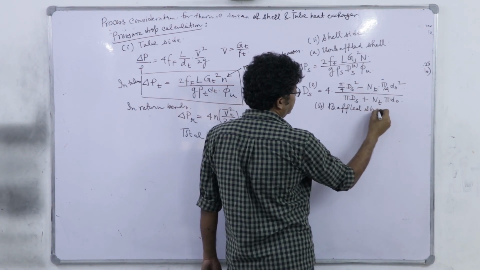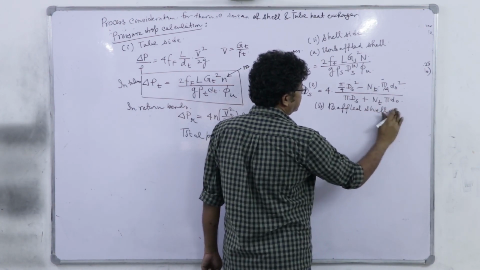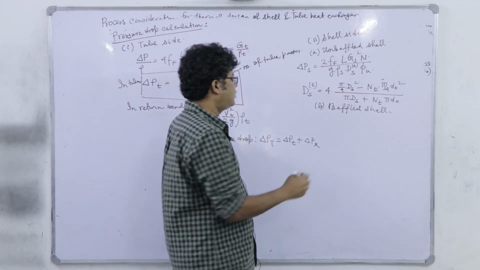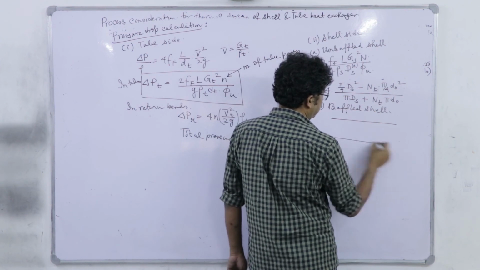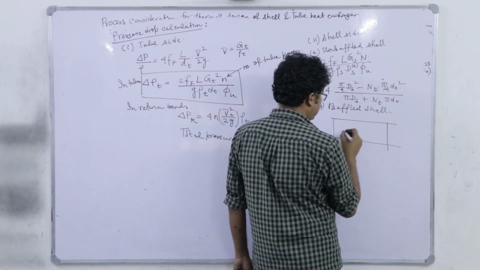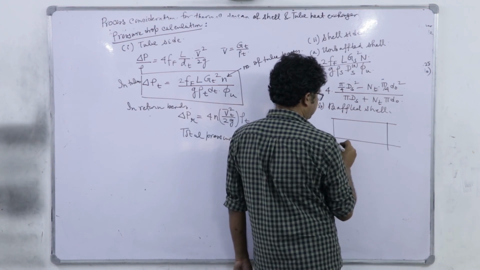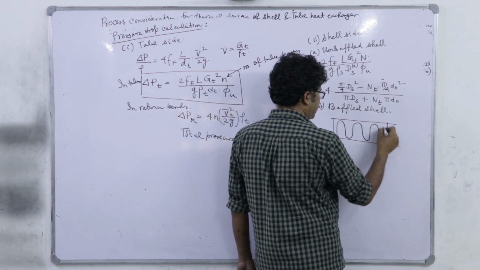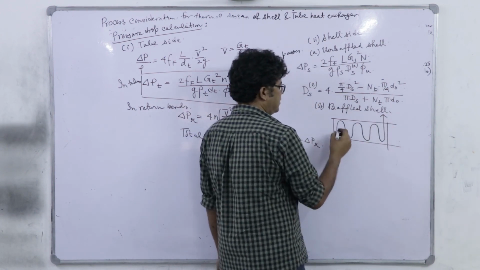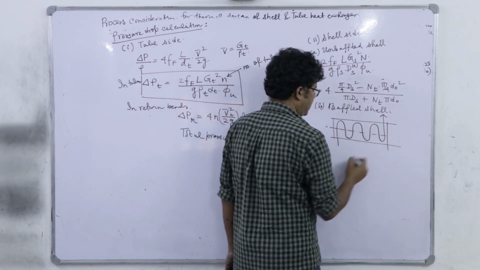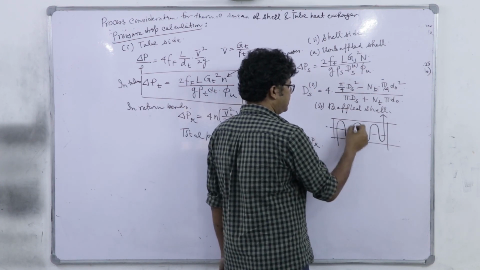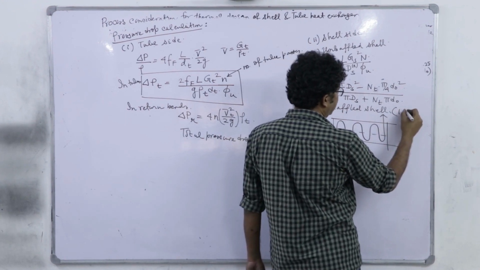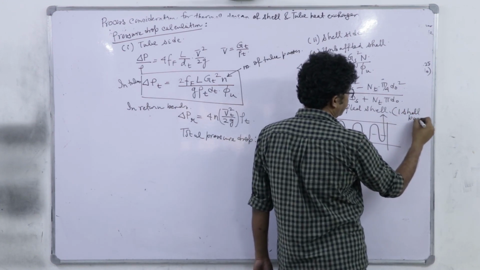So here for baffled shell, whatever may be the number of shell passes, actually you see it's covering this part, right, and if it is 1-2, it will be this, okay, it will increase. So let's go for baffled shell, 1 shell pass, right.